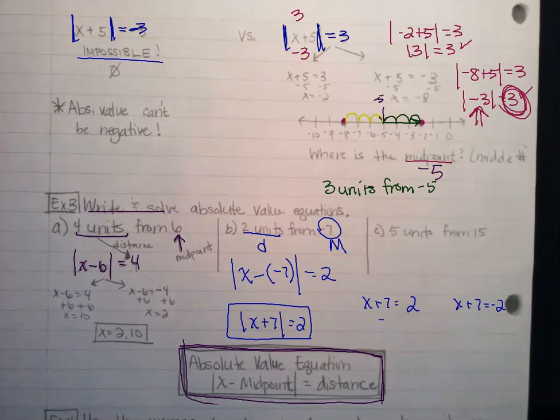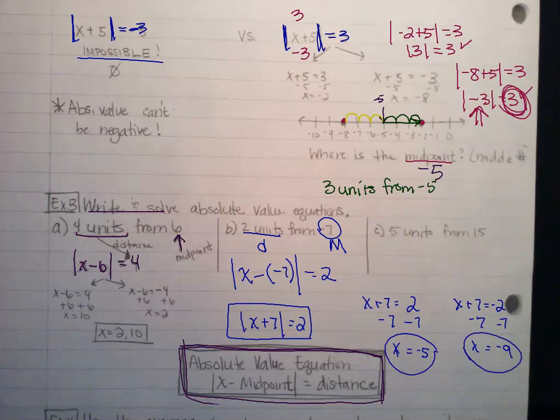All right, so I'm going to show the work while they're working. So then x is equal to -5. And we subtract 7 over here. X is equal to -9. So for B, we should have had x equals -5 and x equals -9. All right, so I'm going to erase this.